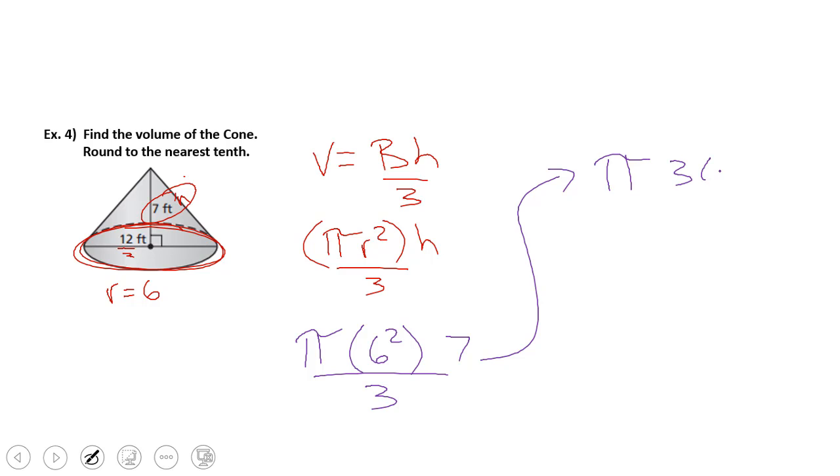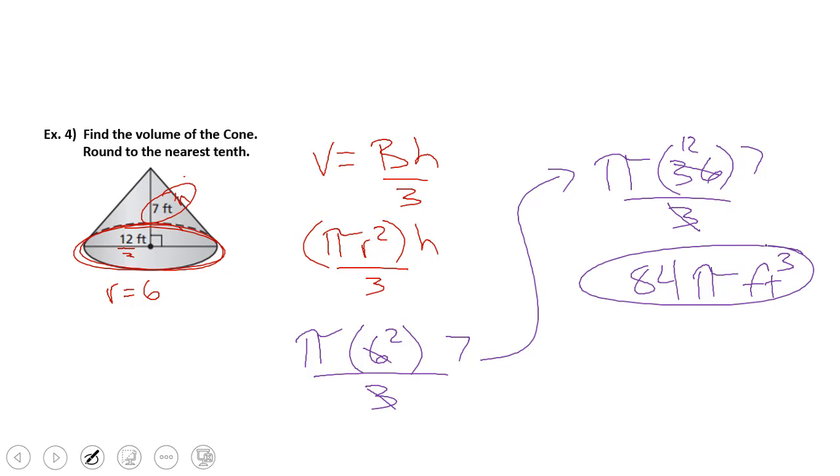So pi times 36 times 7, all divided by 3. Now notice, I had 6 squared and I had 3. Could I have simplified this 3 and that 6 before I squared? No, you're right. So that's why I did not do it there. That is not acceptable. But now after I've taken the square of 6 and gotten 36, I can simplify here and say that 3 goes into 36 12 times. And of course, 12 times 7, we all know that's a basic fact, 84 pi. And in terms of pi, this would be feet cubed for our answer.